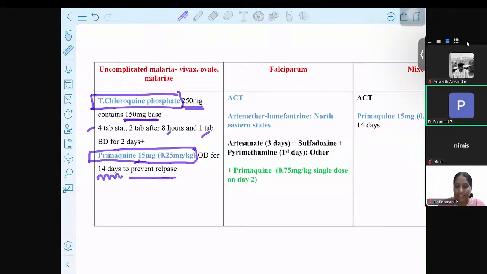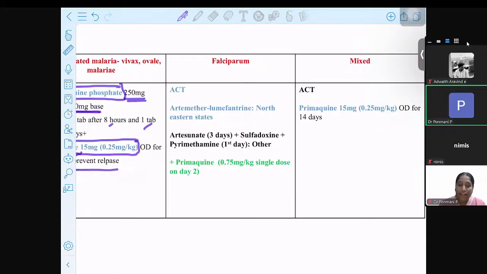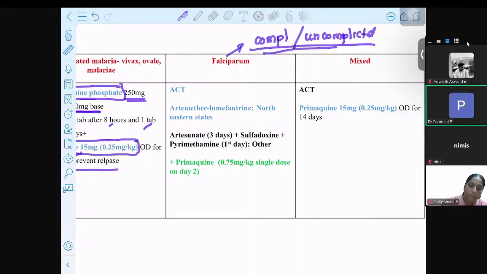And what if it is falciparum? Here comes the twist. For falciparum, whether complicated or uncomplicated, it doesn't matter. For both, if you get the word falciparum, then the treatment regimen is always going to be ACT. Do not use chloroquine. Chloroquine resistance has developed for falciparum. So chloroquine is strictly contraindicated for falciparum. The words complicated and uncomplicated are added to confuse you. So if you see falciparum, please go for artemisinin combination therapy.